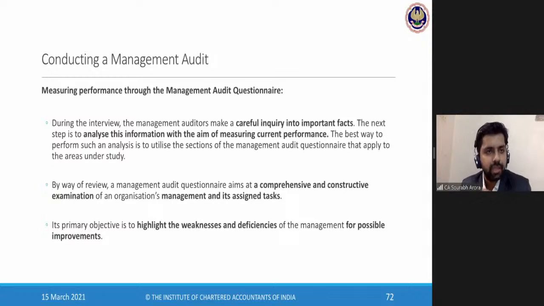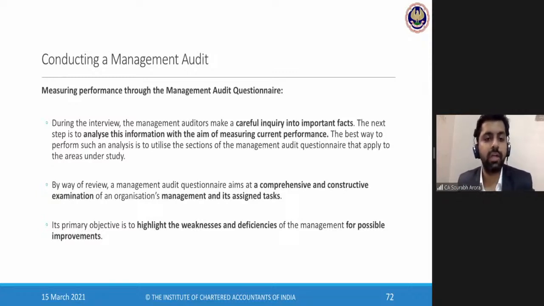So analyze the information that is provided to you, and what is the aim of analyzing that information? To measure the current performance. Once you have measured the current performance, only then will you be able to set the next benchmark and state your recommendations for the same. By way of review, a management audit questionnaire aims at a comprehensive and constructive examination of an organization's management and its assigned tasks. So through these review procedures, you'll be able to have a comprehensive and constructive examination of the organization's management. Its primary objective is to highlight the weaknesses and deficiencies and for possible improvements.